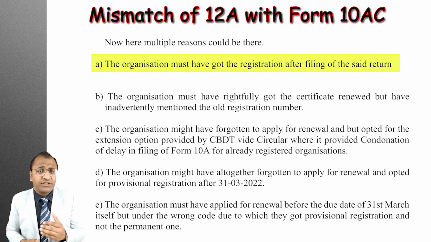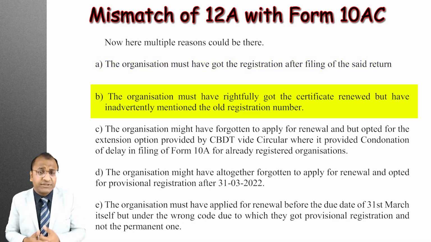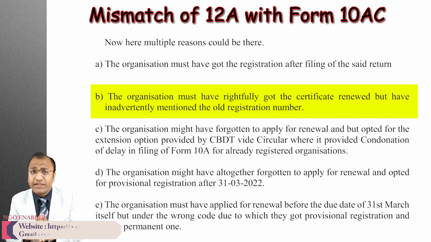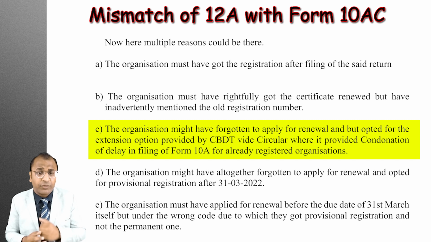Now here, multiple reasons could be there. The organization must have got the registration after filing of the said return. The organization must have rightfully got the certificate renewed but have inadvertently mentioned the old registration number. The organization might have forgotten to apply for renewal but opted for the extension option provided by CBDT vide circular, where it provided condonation of delay in filing of Form 10A for already registered organizations. Check our video by clicking on the I button on the screen if you are not aware of the same.